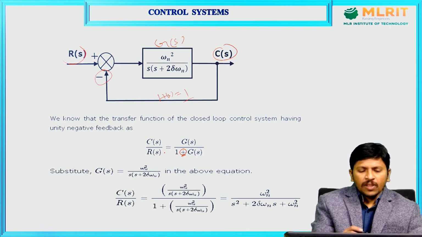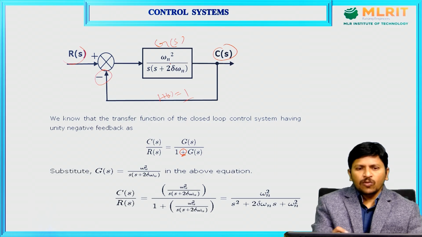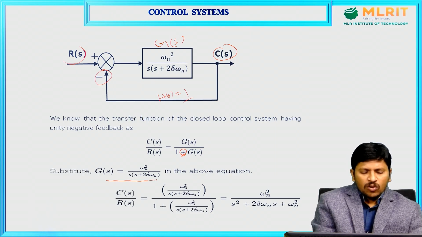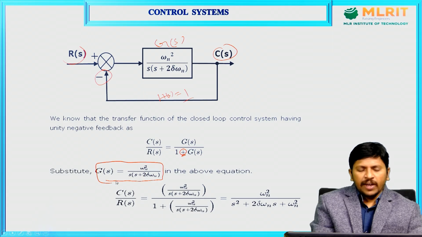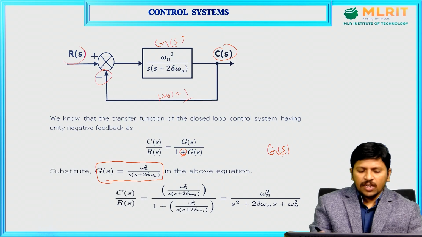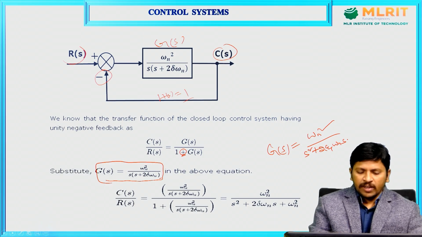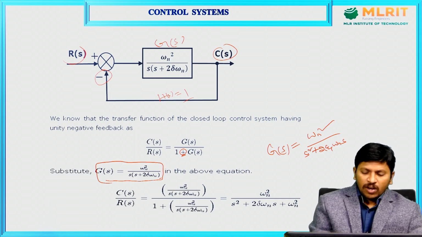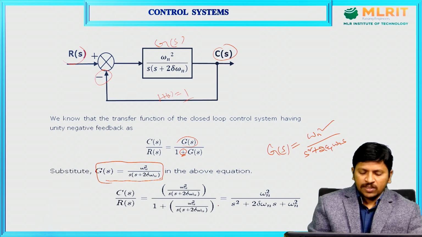So now I consider G of S equals omega n square divided by S into S plus 2 zeta omega n. I am going to write this equation again as omega n square divided by S square plus 2 zeta omega n into S. This is also a second order system. This is G of S. Now I substitute in place of G of S into G of S divided by 1 plus G of S, where H of S is equal to 1.